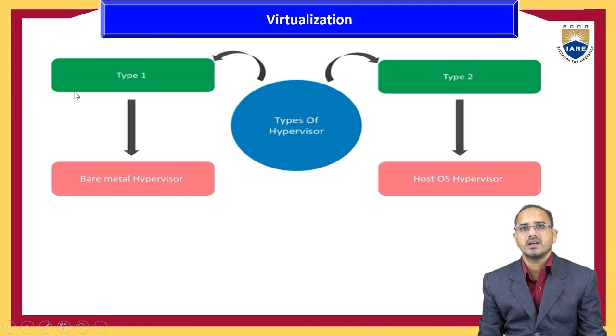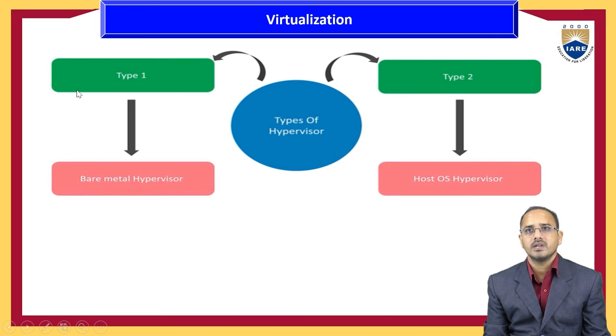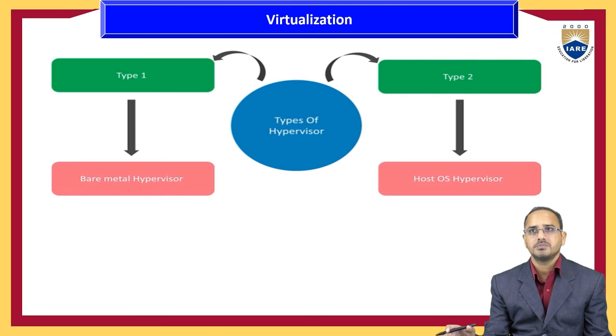So if you look into virtualization, it happens with the help of a specialized software we have discussed, called the hypervisor. The hypervisors have been classified into two types: type 1 hypervisor and type 2 hypervisor. Type 1 hypervisor is called the bare metal hypervisor, and type 2 hypervisor is called the host OS hypervisor. So do remember, hypervisors are classified into two types: bare metal hypervisor and host OS hypervisor.